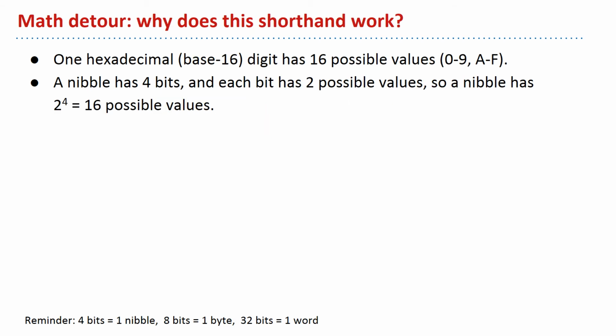As a quick aside, you might be wondering, why does this work? To see this, you kind of have to go back to some of the very early 61C lectures on number representation. But just very quickly, one hexadecimal digit has 16 possible values, right? 0 through 9 and A through F. And a nibble has 4 bits. Each bit has 2 possible values. So if you do the math, one nibble can take on one of 16 possible values. Because the hexadecimal digit and the nibble can each take on 16 possible values, I can just match them 1 to 1, and I get the table that I had on all the previous slides.